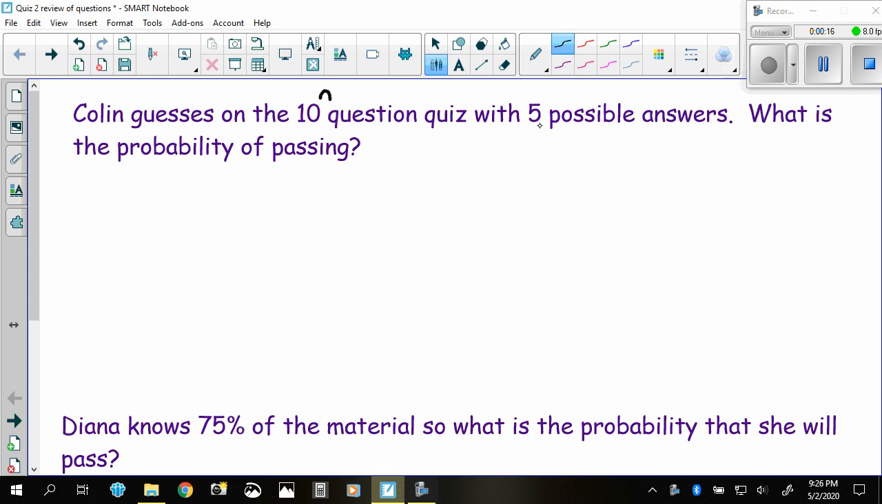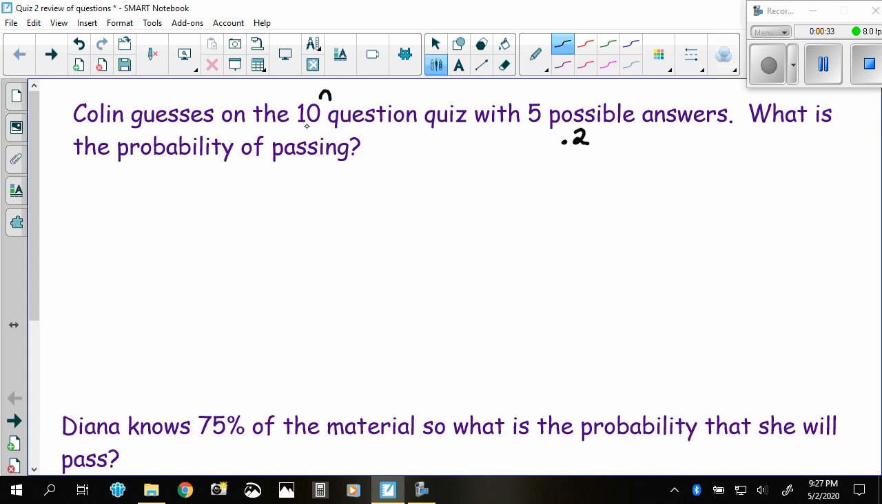5 possible answers. The 5 is not one of our numbers, but we'll use that to figure out the probability. So if there's 5 choices, that means there's a 0.2 or 20% chance of him actually getting the correct answer. So what's the probability of passing?